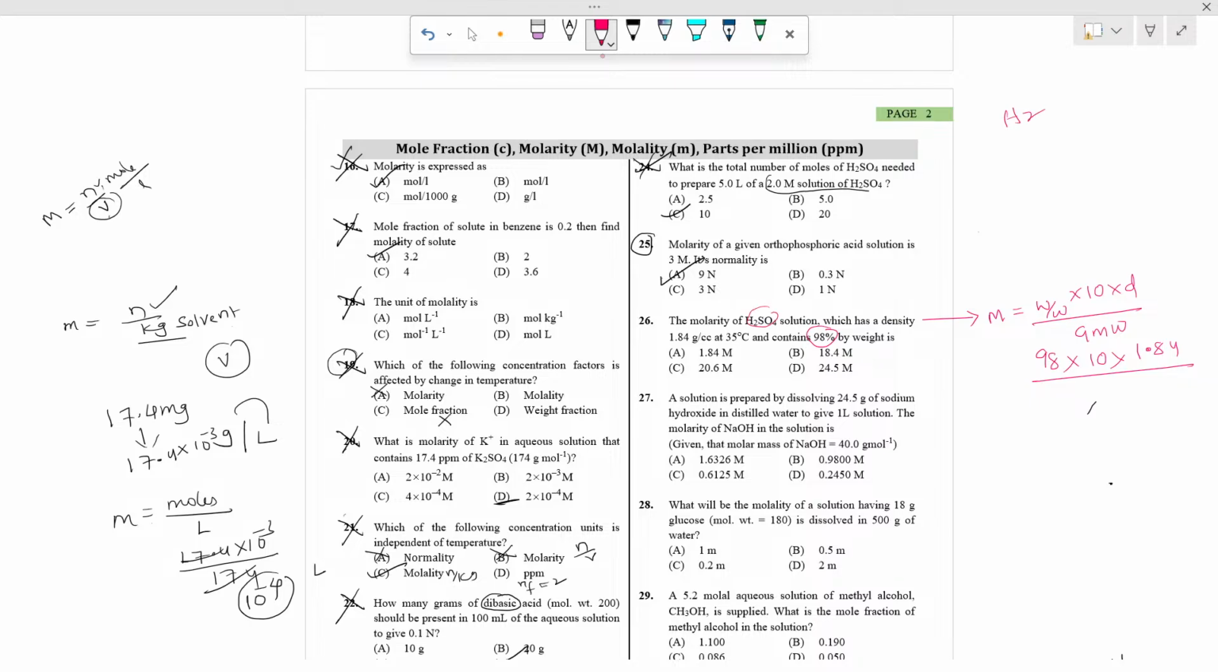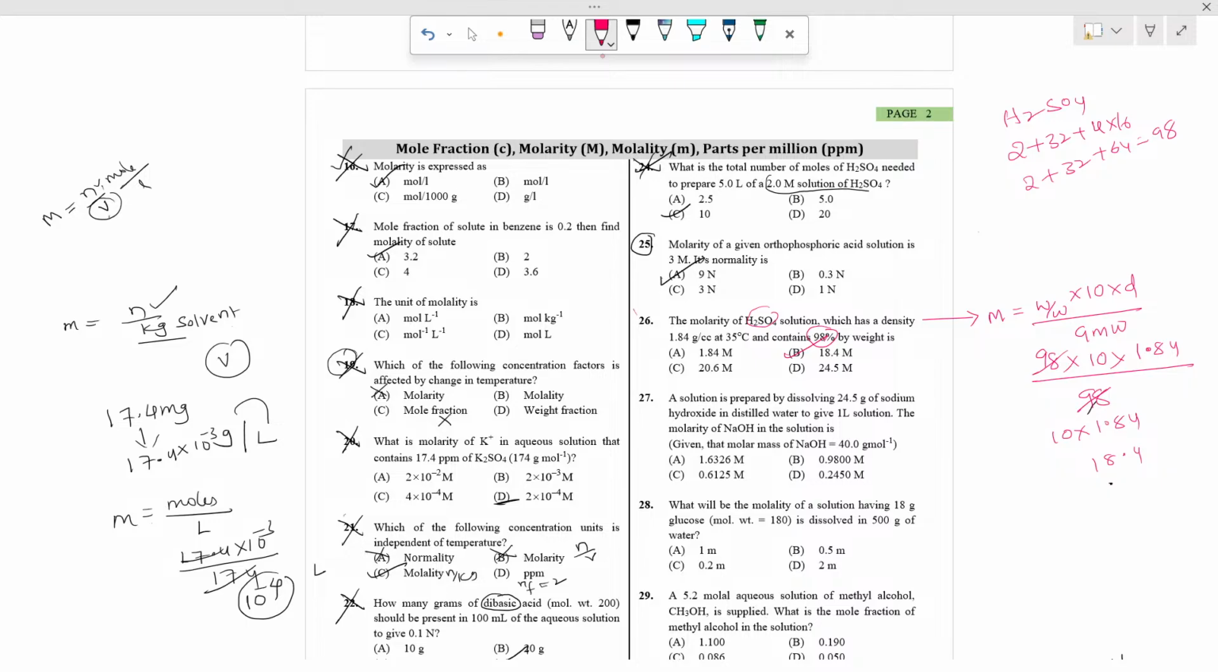What is the gram molecular weight of H2SO4? We calculate it like this: hydrogen is 2, sulfur is 32, plus 4 into 16, which is 64. 2 plus 32 plus 64 equals 98. So 98 will come here, and 98 gets cancelled. So 10 into 1.84 equals 18.4. What is the answer here? Option B is your answer. So like this we have to answer.